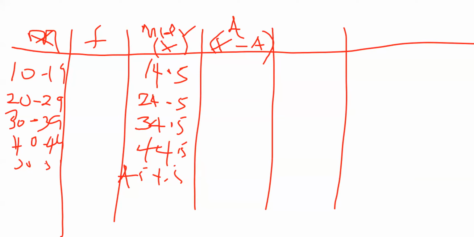So 14.5 minus 54.5. Result will be minus 40. They agree? The next one will be minus 30. Another one will be minus 20. That means 44.5 minus 54.5, it will be minus 10. 54.5 minus 54.5 is 0. Are they following?